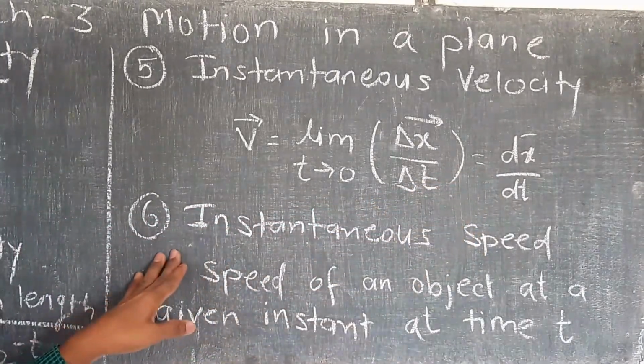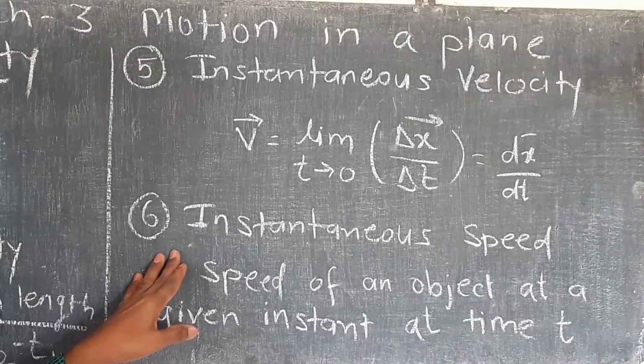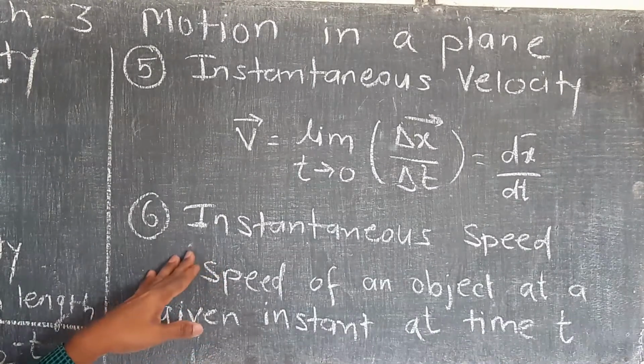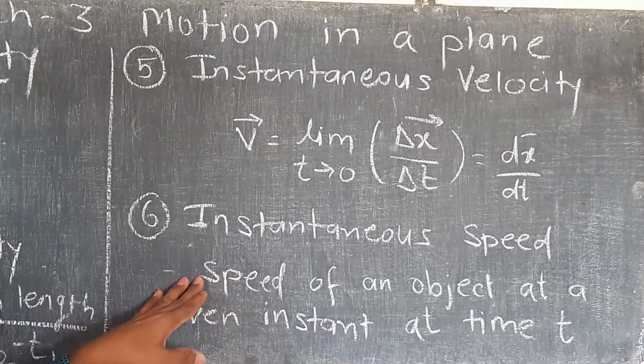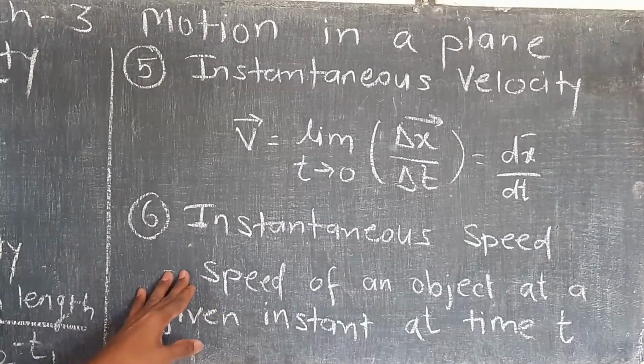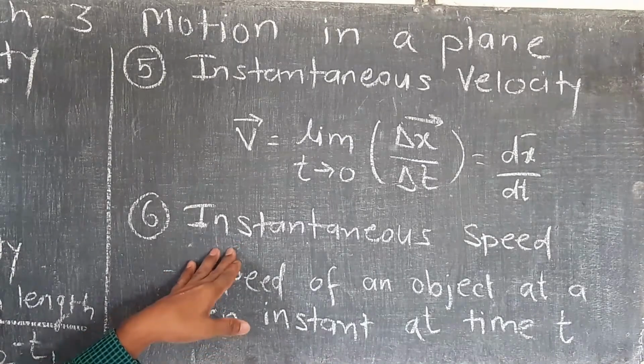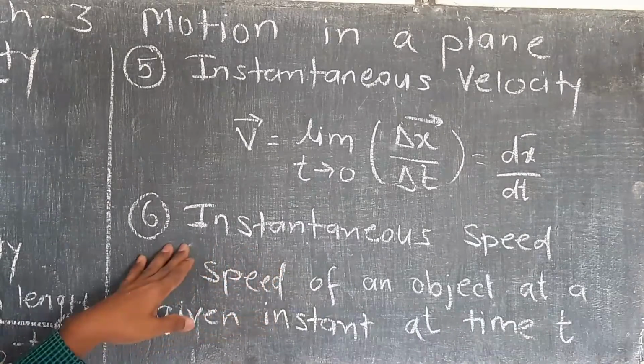Again, next term is instantaneous speed. Here also the speed of an object at a given instant of time t is called instantaneous speed.